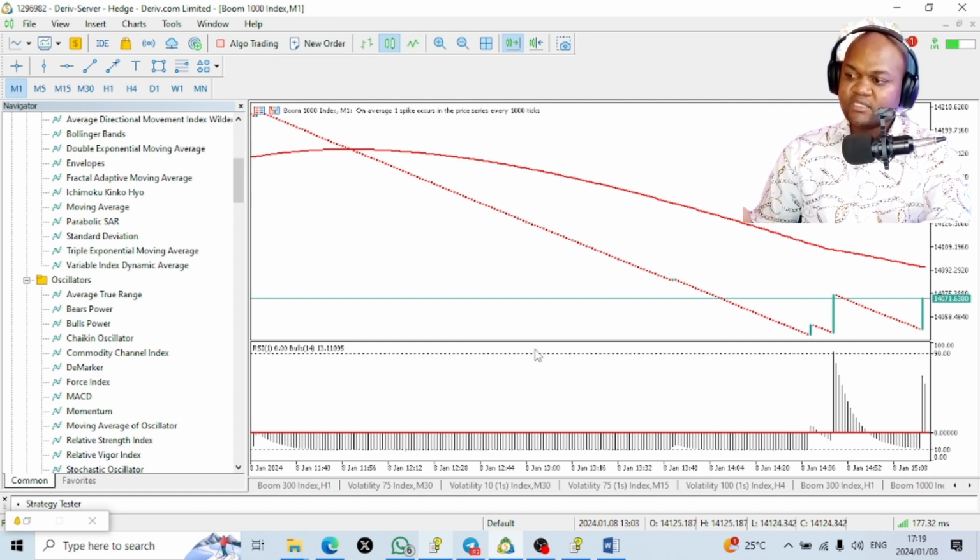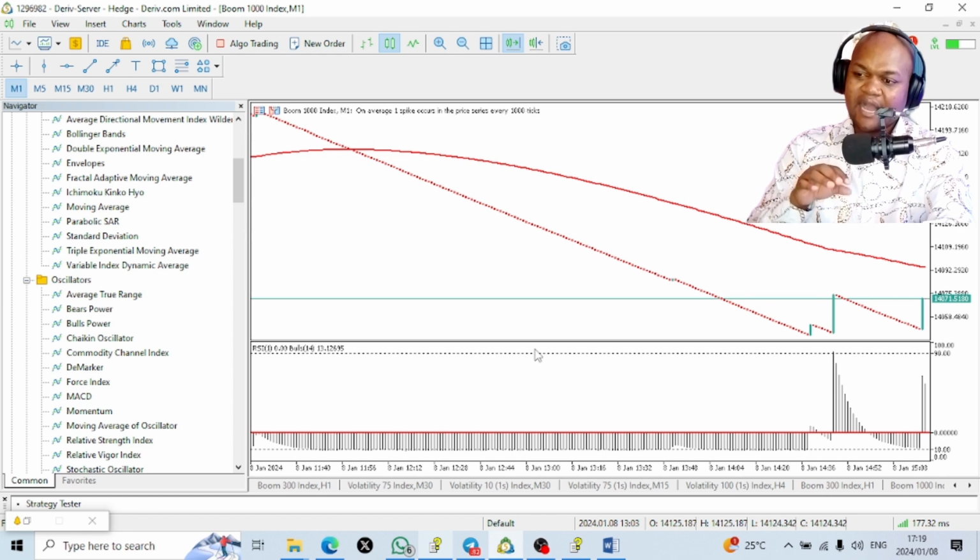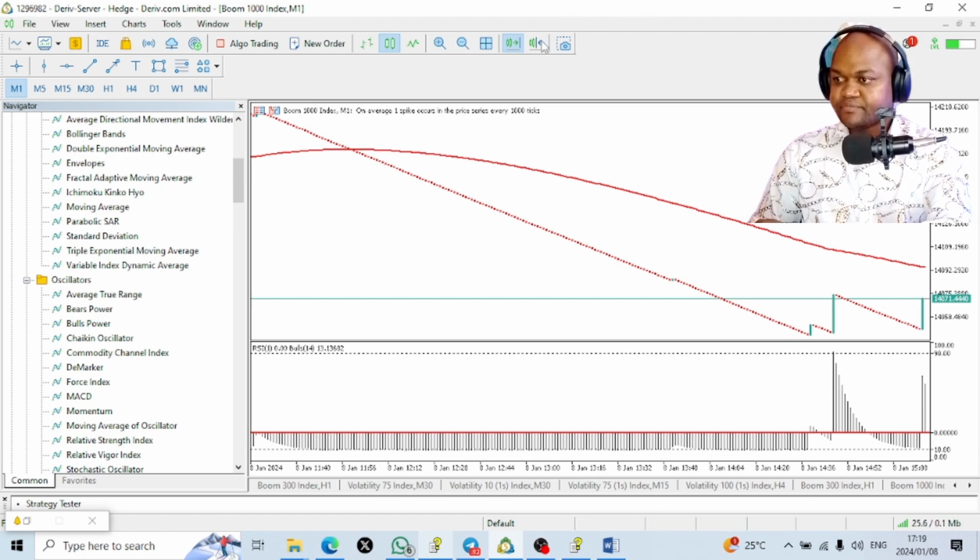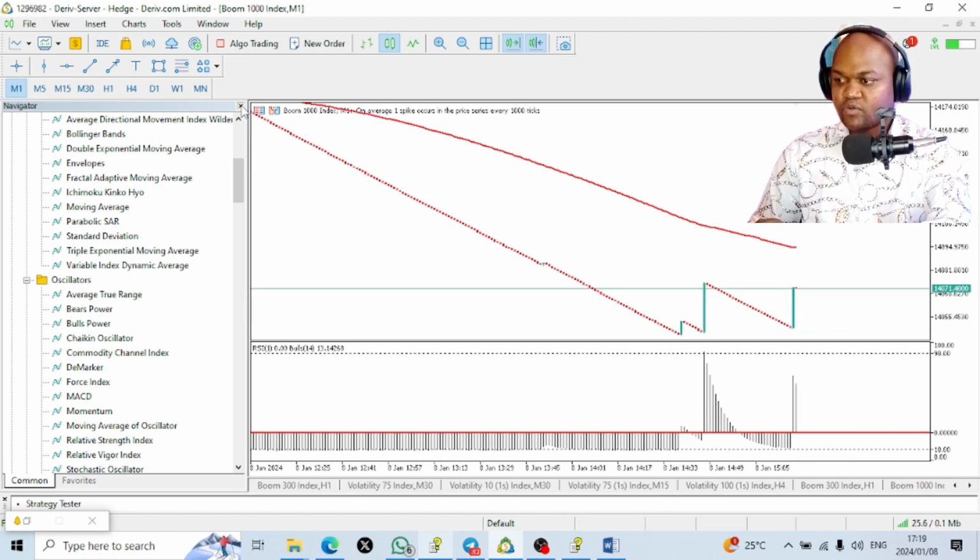If you're using a phone, this strategy will still work. You just have to make sure that you insert the RSI first. After inserting the RSI, you go under indicator window 1, then you also add the boost power. So let's quickly look at how we can make use of the strategy.